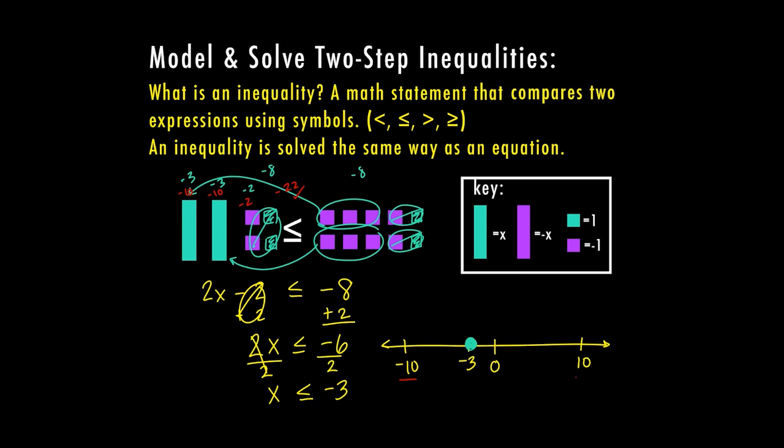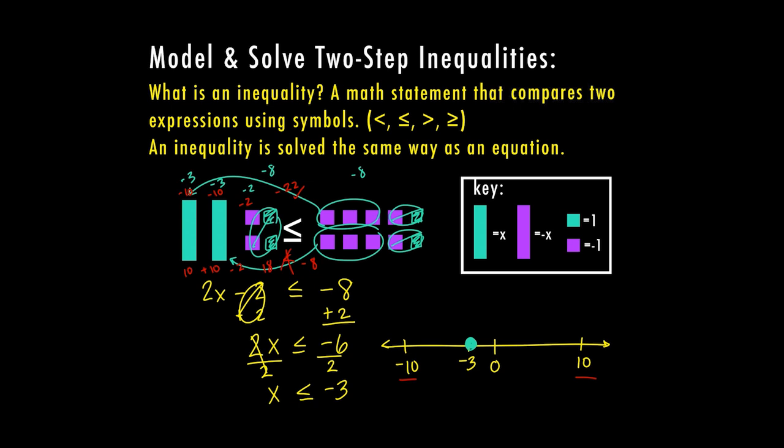What if I tried a positive 10? Well, if I have 10 plus 10 minus 2, that's going to equal 18, and I know 18 is not less than negative 8, so that one does not work.